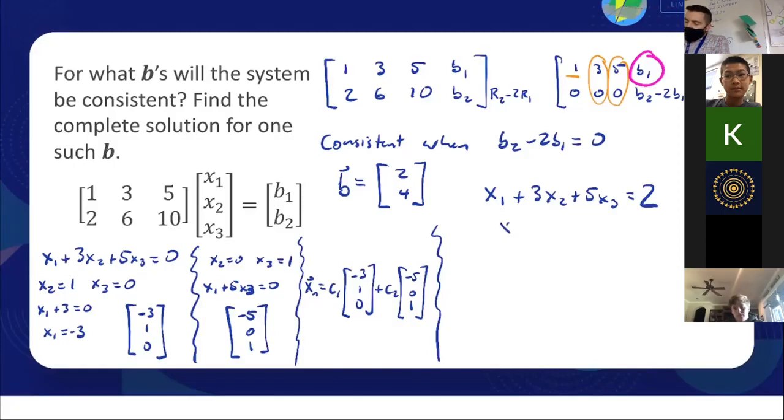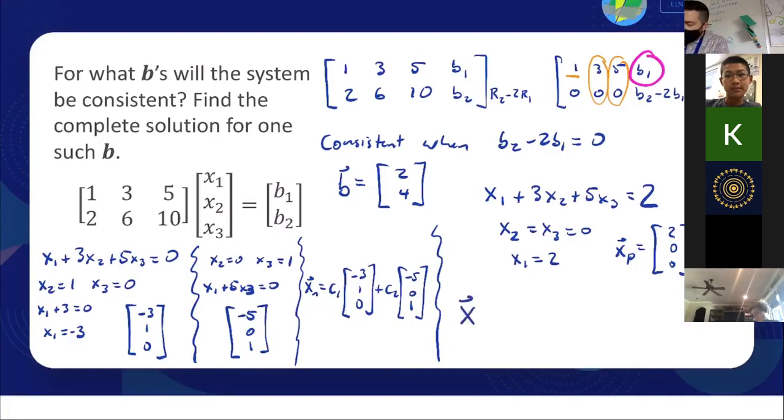Now I'm going to let my free variables both be 0. And I get x1 equals 2. That's my particular solution: 2, 0, 0. And again, if I now take the dot product of row 1 with that column, I'll get 2. The second row with that column, I'll get 4, which should happen. That is not my only choice. You could find other ones if you'd rather.